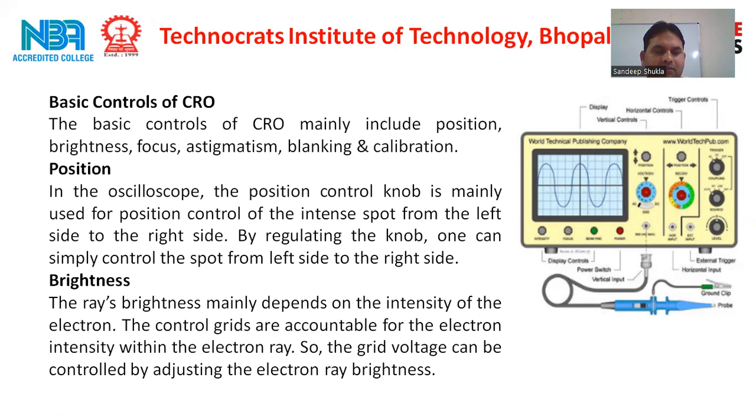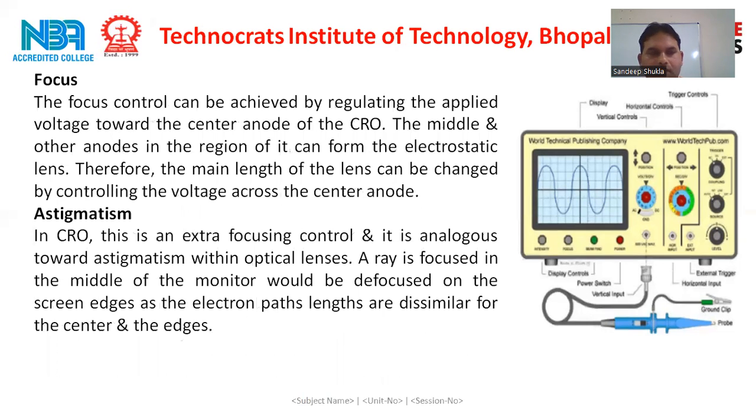Brightness: the ray's brightness mainly depends on the intensity of the electrons. The control grid is accountable for the electron intensity within the electron ray. So the electron ray brightness can be controlled by adjusting the grid voltage. The next part of controlling the CRO is the focus. The focus control can be achieved by regulating the voltage applied to the center anode of the CRO. The middle and other anodes in the region can form an electrostatic lens. Therefore, the focal length of the lens can be changed by controlling the voltage across the center anode.